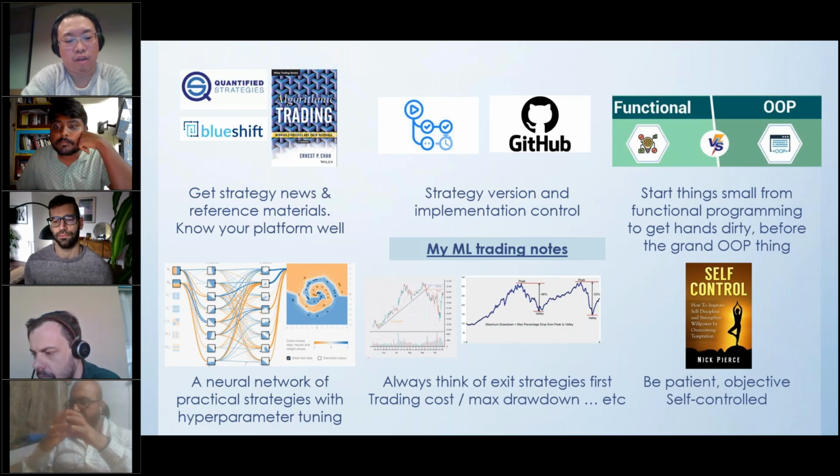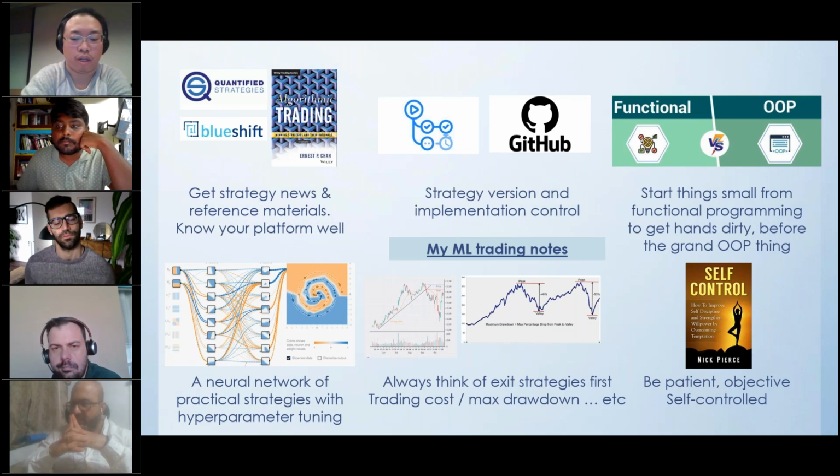And then when we try to build a neural network with practical strategies for hyperparameter tuning, what it actually means is we treat different kinds of strategies inside a repo, or repository.